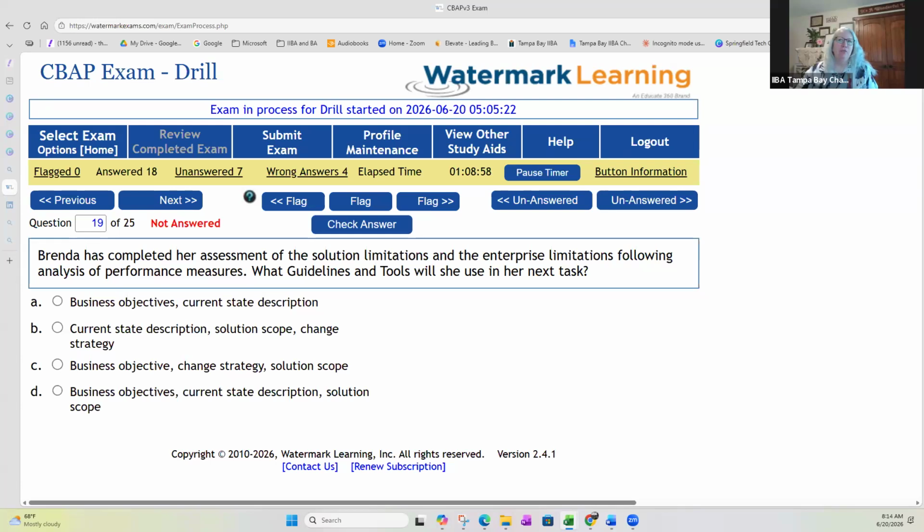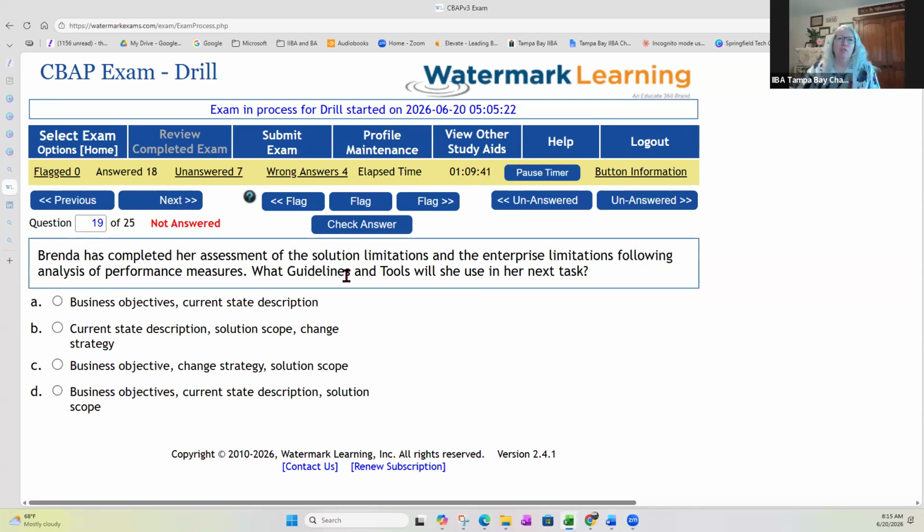I think she's done 3. She's analyzed performance measures, she's assessed solution limitations, and she's assessed enterprise limitations, right? Okay, so the next task is what? The next task after getting your enterprise limitation and your solution limitation is to recommend actions to increase solution value.